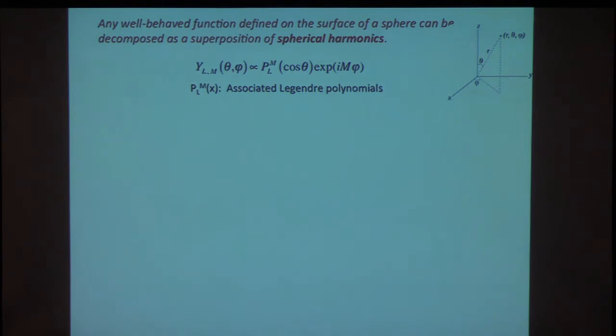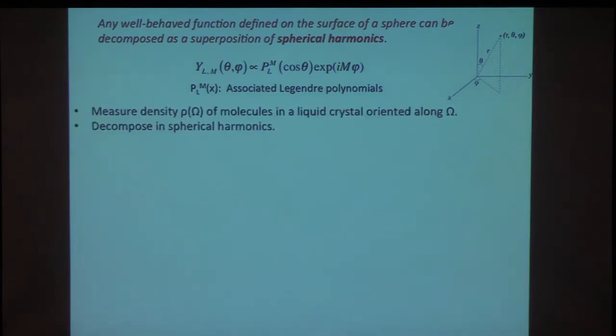It's basically Fourier transformation. If you have a function which depends on time, or a function depends on space, and it's well behaved, you know you can decompose it into waves, e to the i kx or e to the i omega t. This is the same story, but on the surface of a sphere.